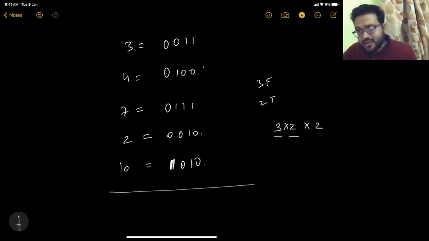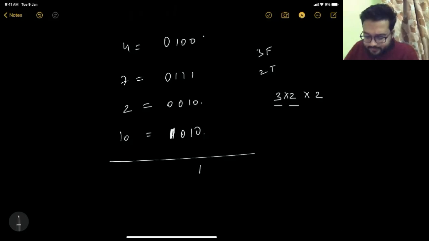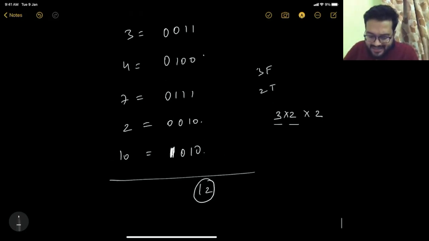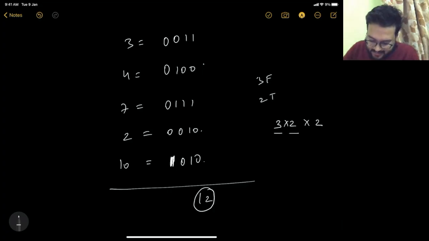I look at the most significant bit. It has 3 false, 1 true. I will do 3 into 1 into 2, which is nothing but 6. I will add all of them. I will get my answer. Is everybody with me? So this is how we solve it.